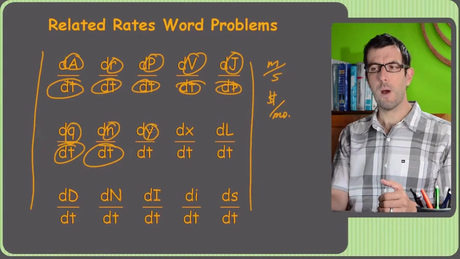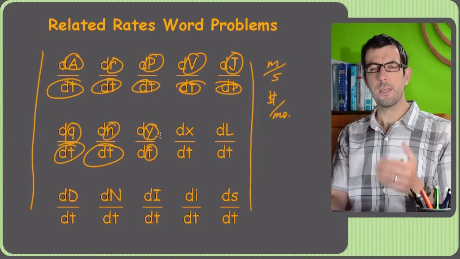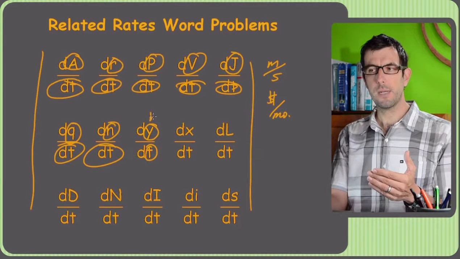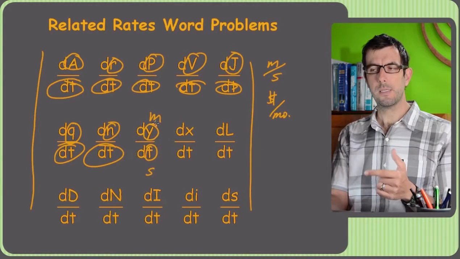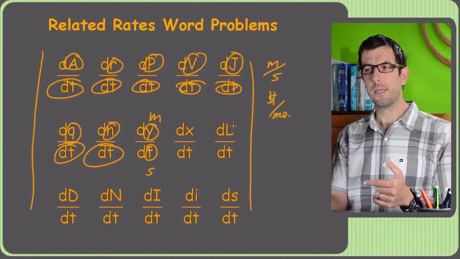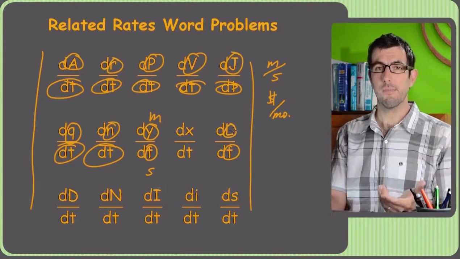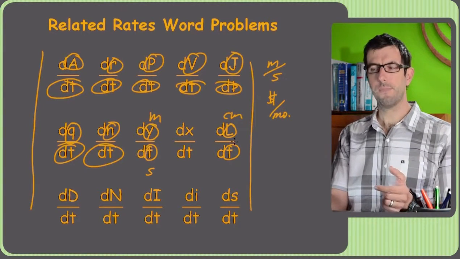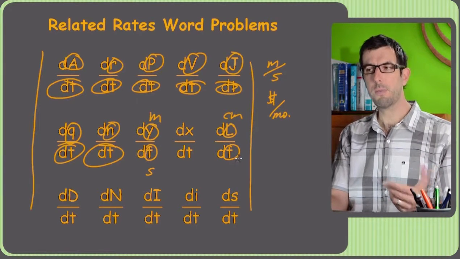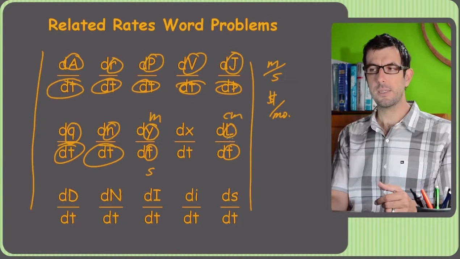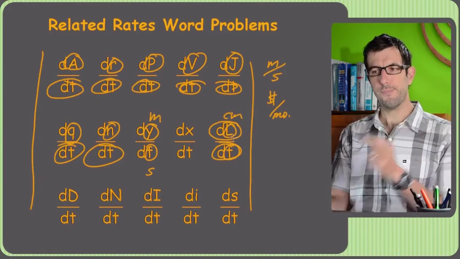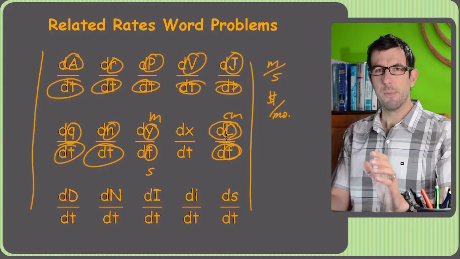This is the derivative of y with respect to t. And the units, therefore, are going to be, if y is in meters and t is in seconds, meters per second. dl dt could be the rate of change of the length of something. Could be in centimeters, if the word problem is in centimeters, could be meters, whatever. But dl dt is the rate of change of L with respect to t. So hopefully this didn't blow you away too much, but I just want to drill that in.